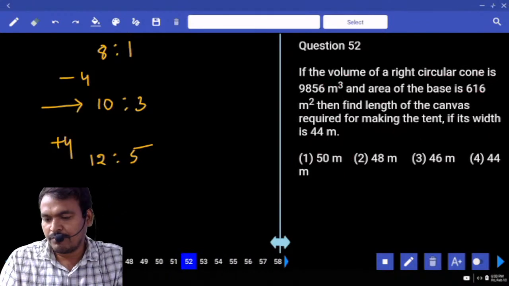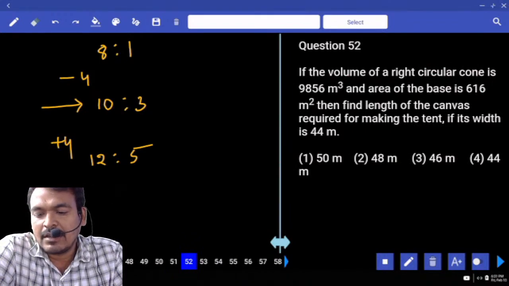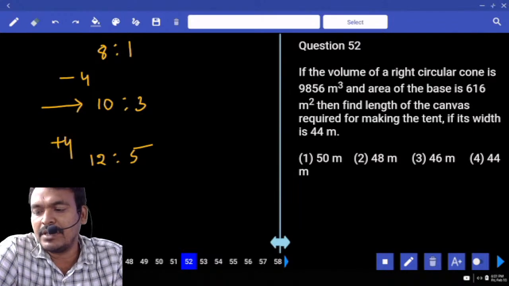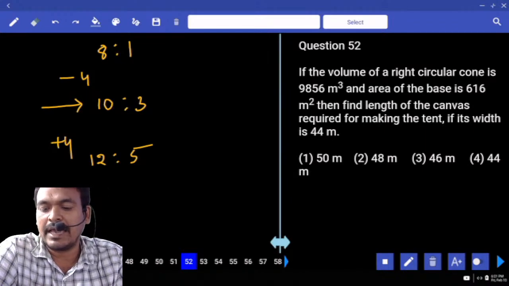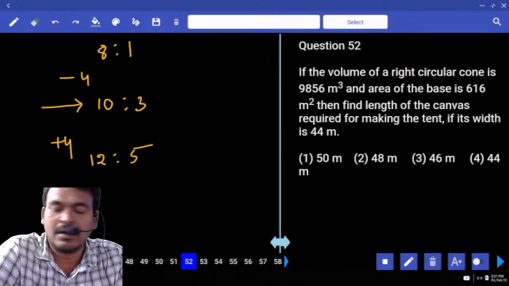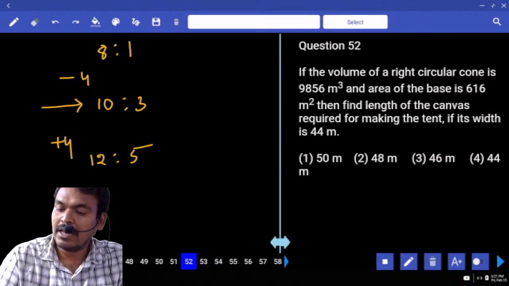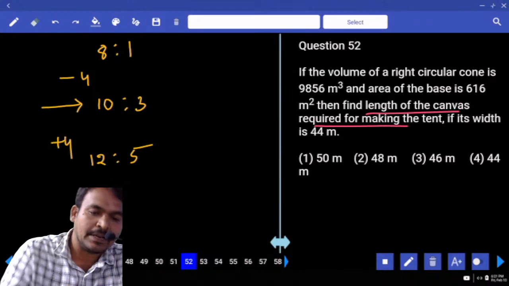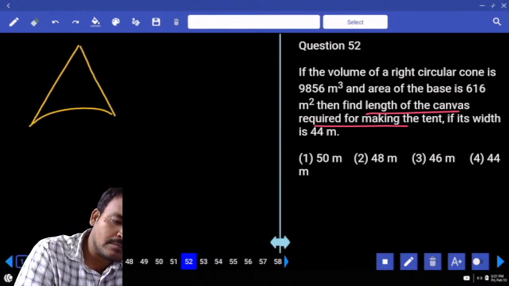Next question number 52. If the volume of a right circular cone is 9856 meter cube and the area of the base is 616 meter square, then find the length of the canvas required for making the tent. What is the question here? If its width is how much? 44 meters. Find the length of the canvas required for which one? Making the tent. Required for the conical tent, or not?